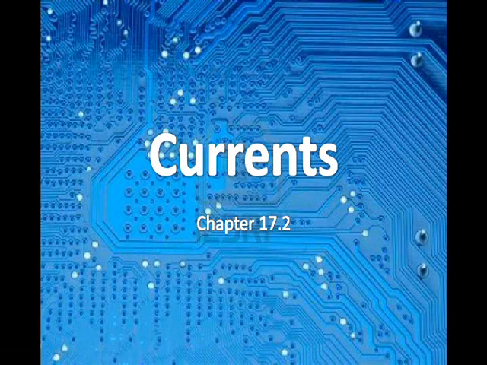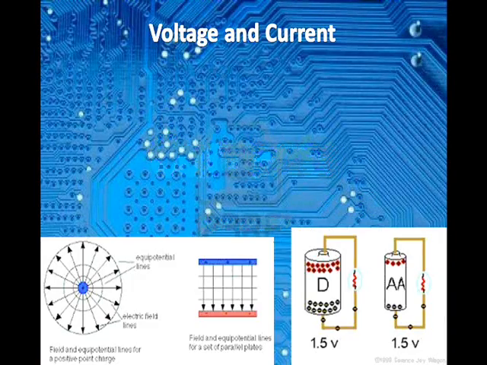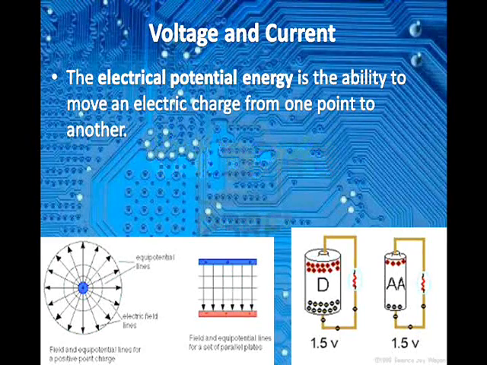Let's go ahead and get started on currents. Now, the first thing we're going to talk about is electrical potential energy. This is the ability to move an electric charge from one point to another. Just like we talked about potential energy last unit, that was the potential energy we said has the potential to be able to move. That's the same thing here, except it's just with electric charges.